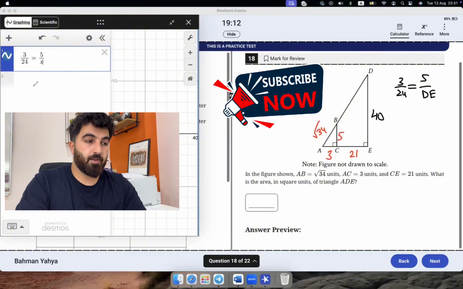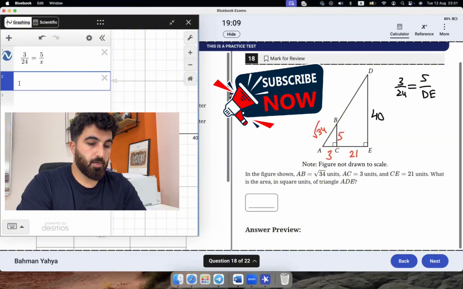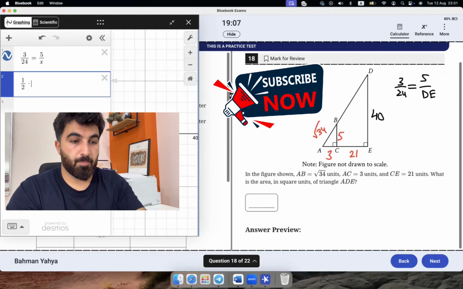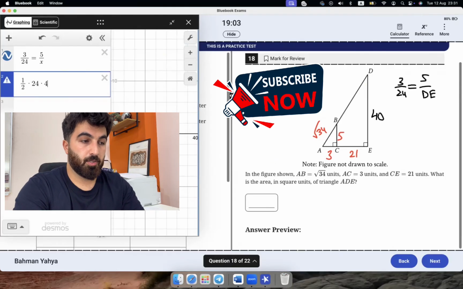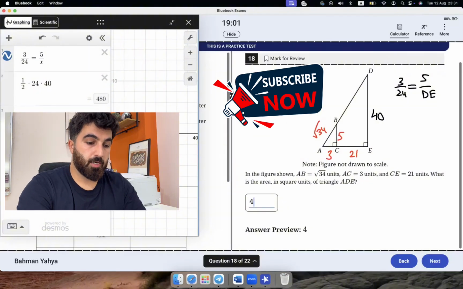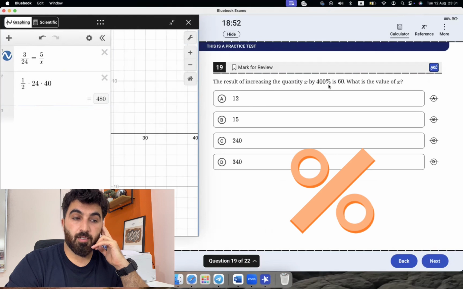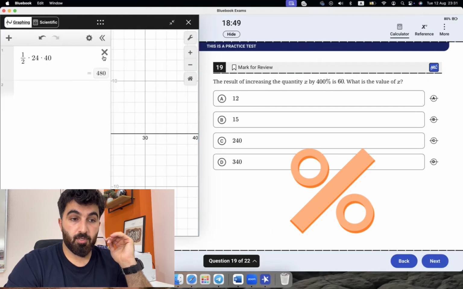What is the area? Area of a triangle is 1 over 2 multiplied by base. Base is 24. You see, 3 plus 21, multiplied by 40. So area is 480. The result of increasing the quantity x by 400% is 60.